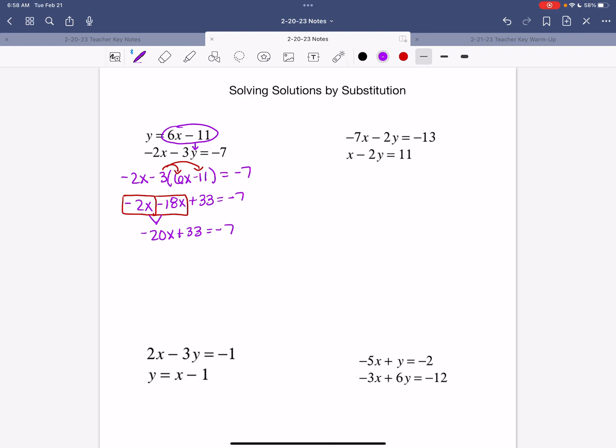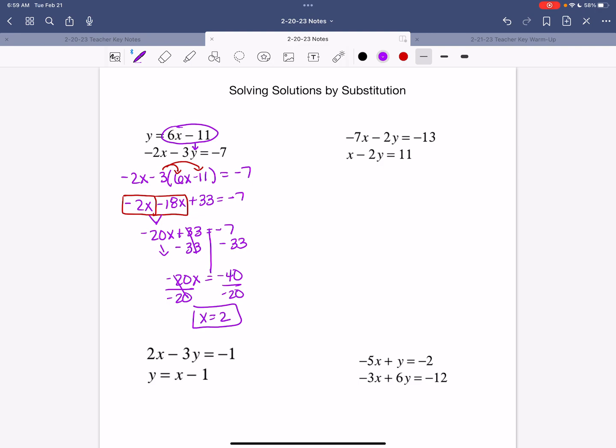From here, it's just like solving for x like you normally do. If you want to draw your line, go ahead. You're going to subtract 33, subtract 33. You're going to bring down what you didn't use, which is -20x is equal to -40. Divide by -20, divide by -20, and x is equal to 2. So that is going to be your x.